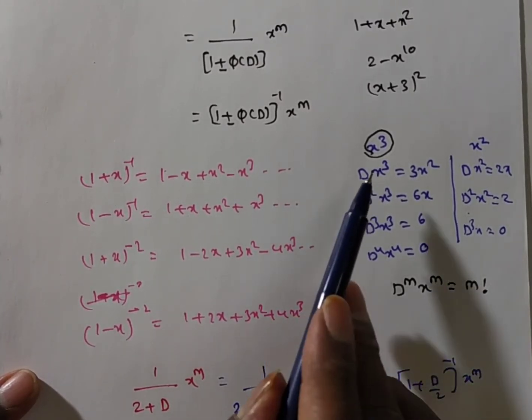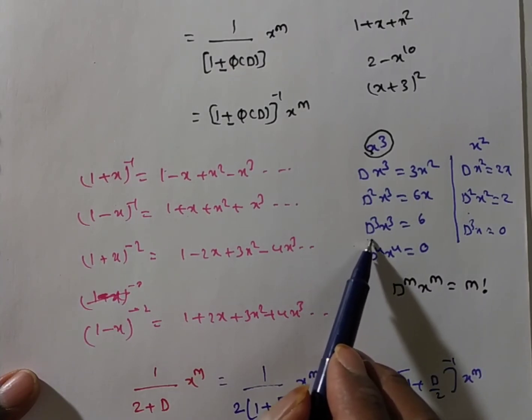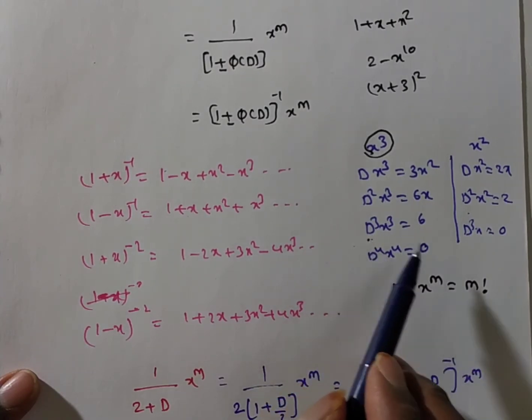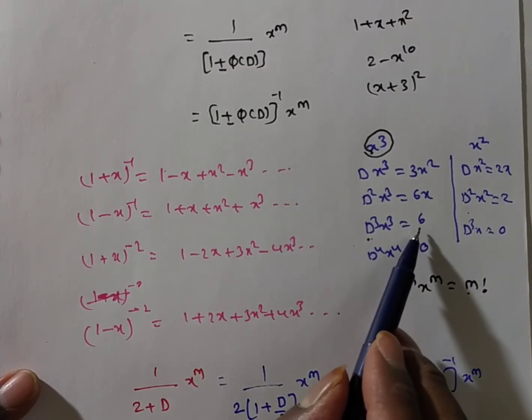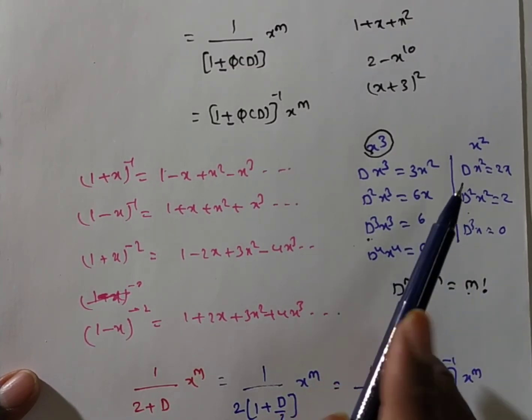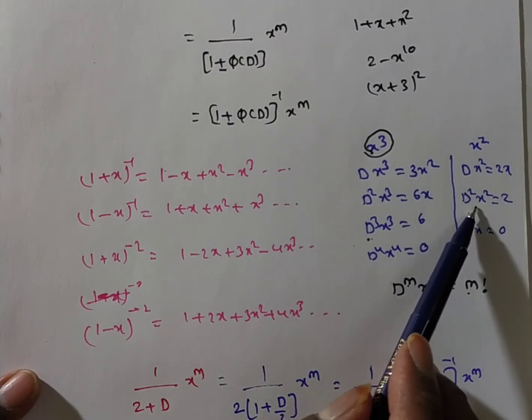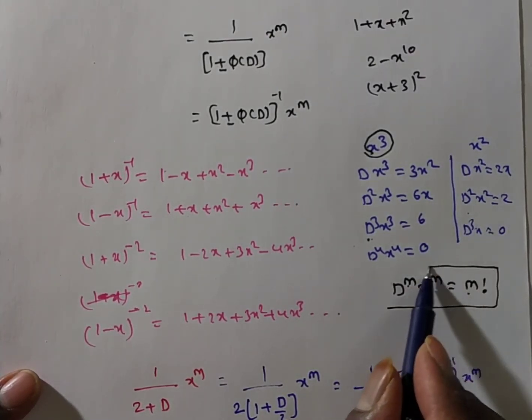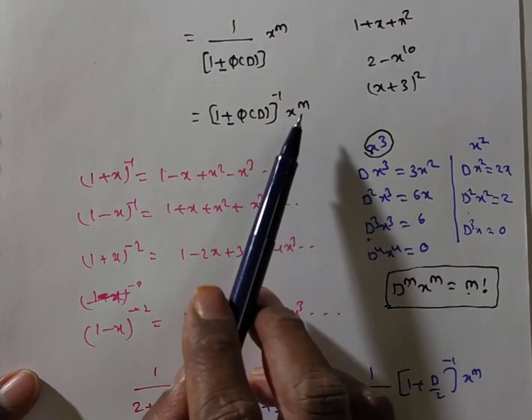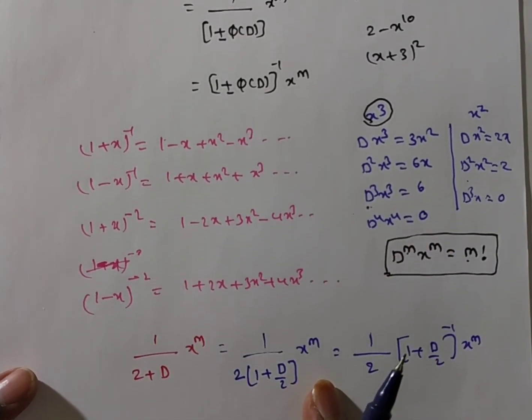You see, x cube is there. How many times are we differentiating here? 3 times. If you differentiate 3 times, d cube of x cube is equal to 3 factorial. Is 3 factorial equal to 6 or not? Yes. Next, x square is there. D square of x square is 2 factorial. 2 factorial is equal to 2. So the maximum you can differentiate is based on the index of x only. Higher derivatives there is no need to take here.